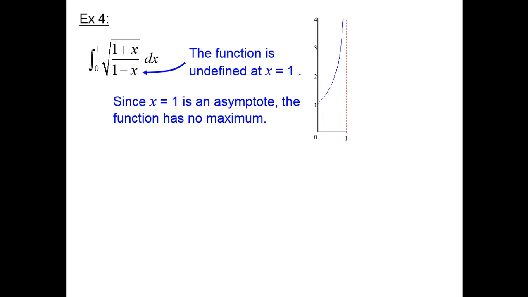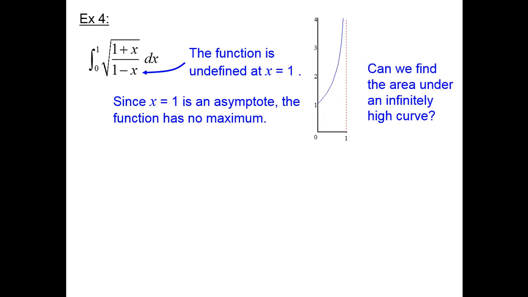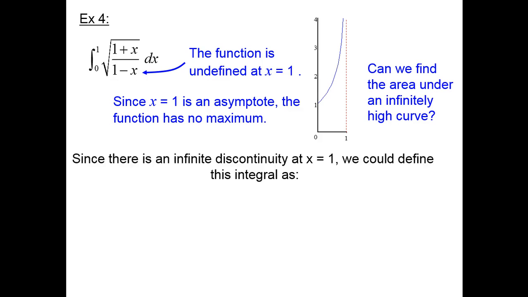Okay, so let's take a look at this example. We have the integral of this function, the square root of (1 plus x) over (1 minus x). And as we said earlier, there's an infinite discontinuity at x equals 1. So we're going to rewrite it as the limit as c approaches 1 from the left of the integral from 0 to c. Since that discontinuity was the right endpoint, we approach that limit from the left side, from the inside of the interval.